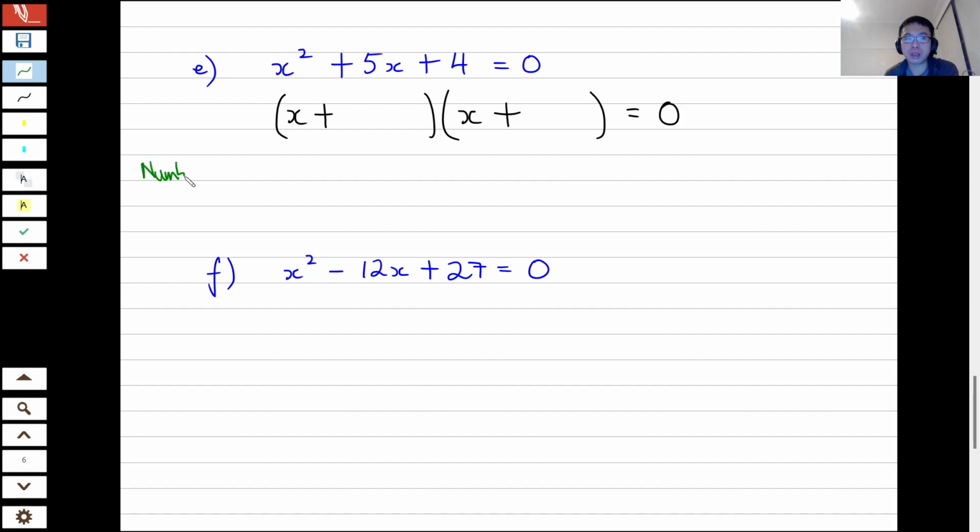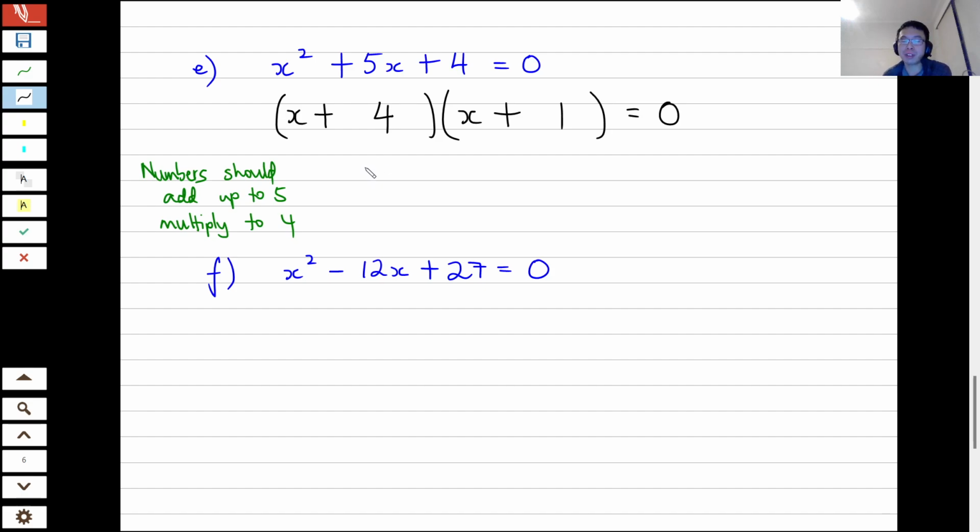So I'll just write the note there for those of you who've forgotten. They should add up to the middle coefficient and multiply to give the constant term 4. And for us, those numbers are 4 and 1. So x plus 4, x plus 1 equals 0.